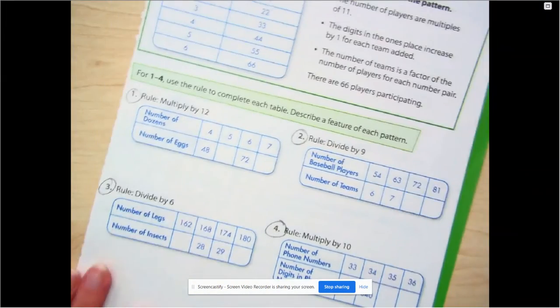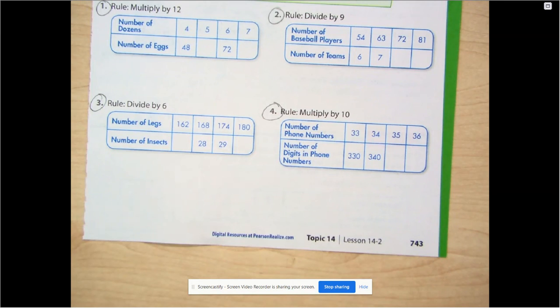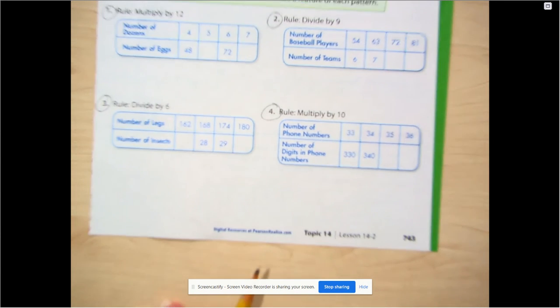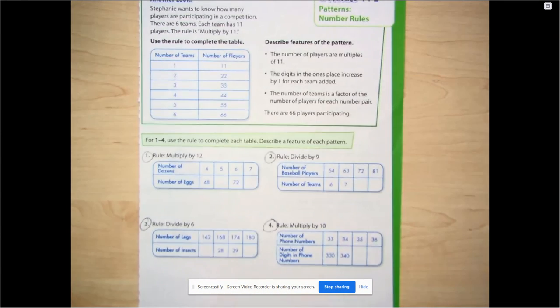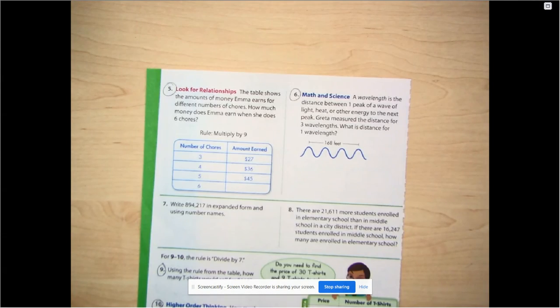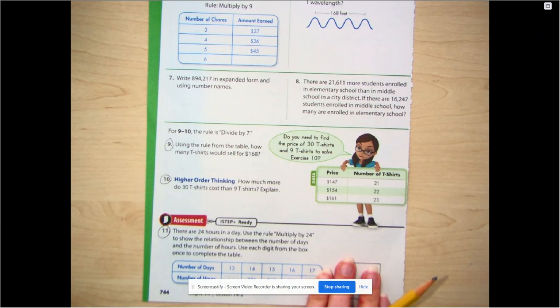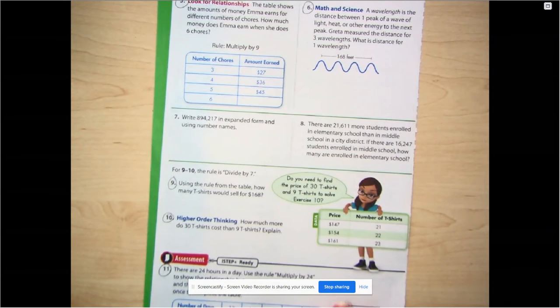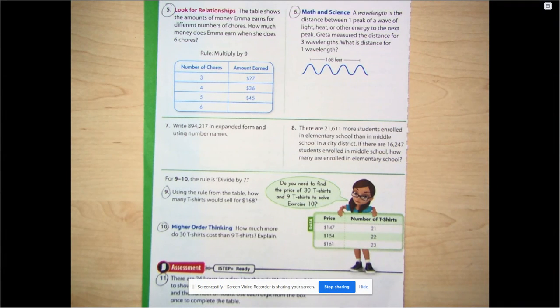Okay, let's take a look at the homework page. We're looking at page 743, and I've circled the problems I'd like you to do. You're going to complete the entire front side. When you finish the front side, you're going to flip it over, and I would like you to do number 5 on the back side, number 9, 10, and 11. Number 5, 9, 10, 11 on the back side.